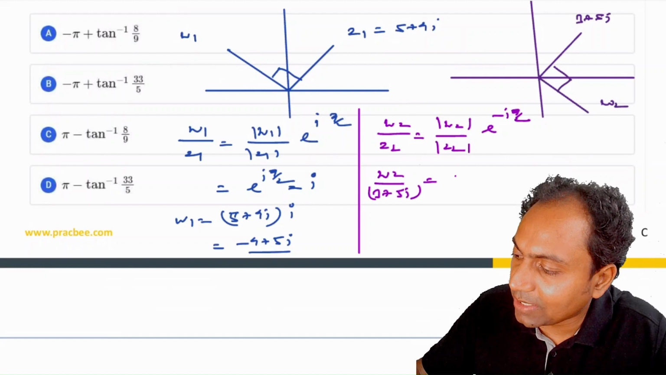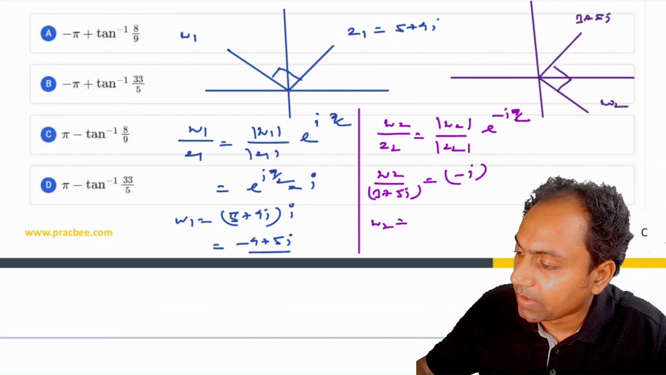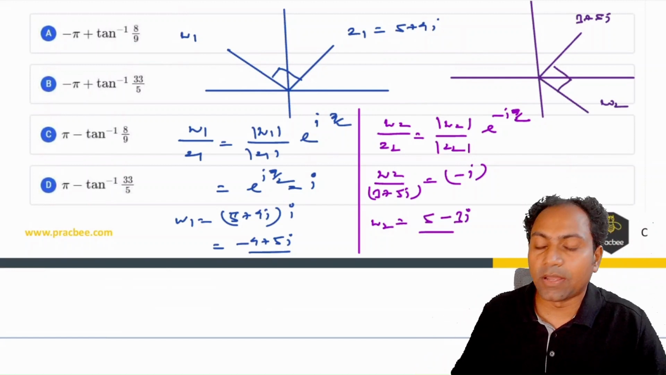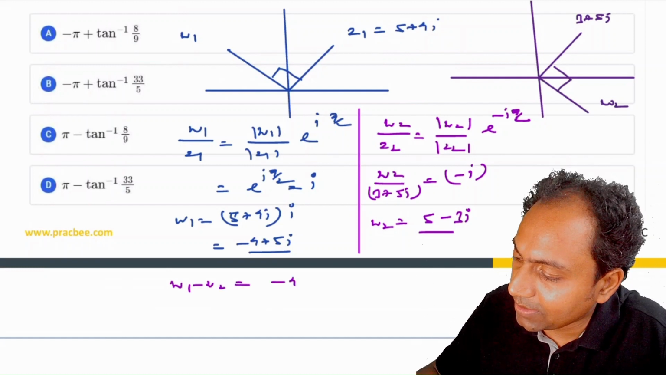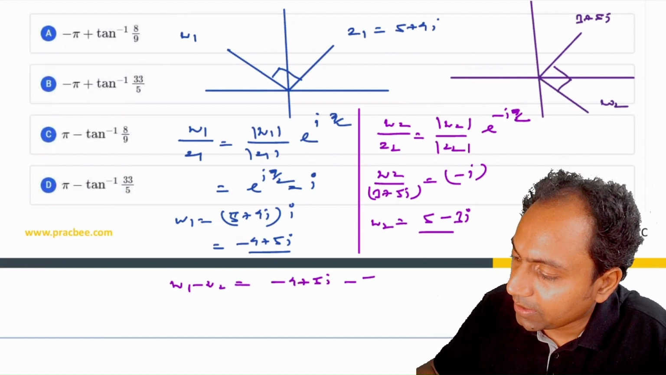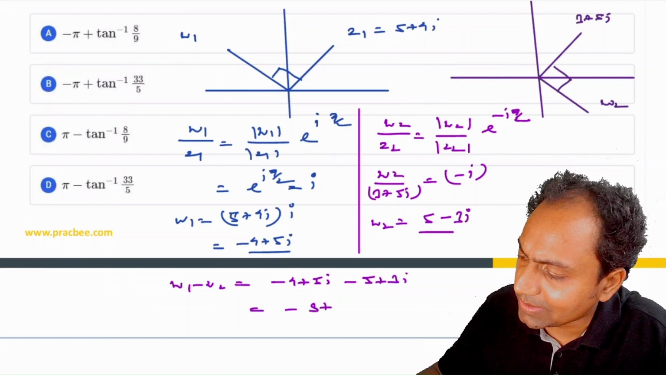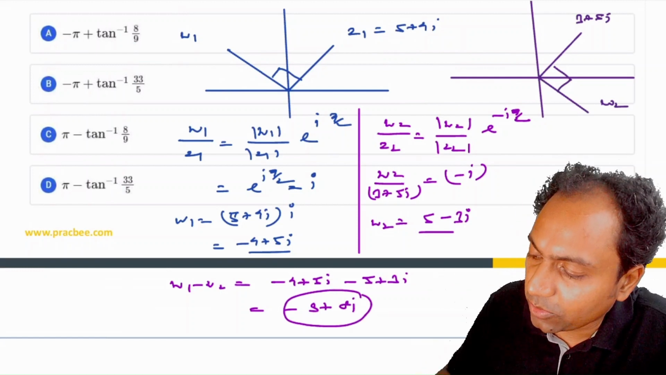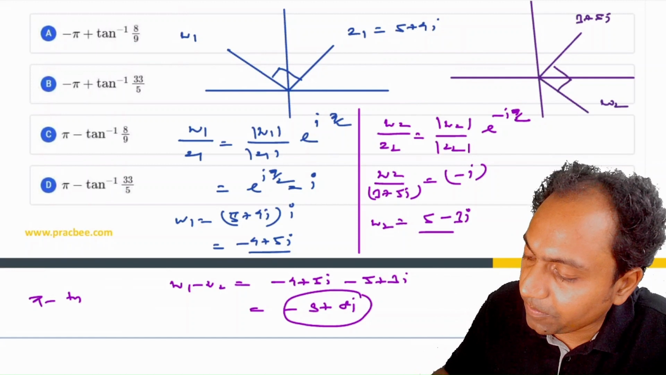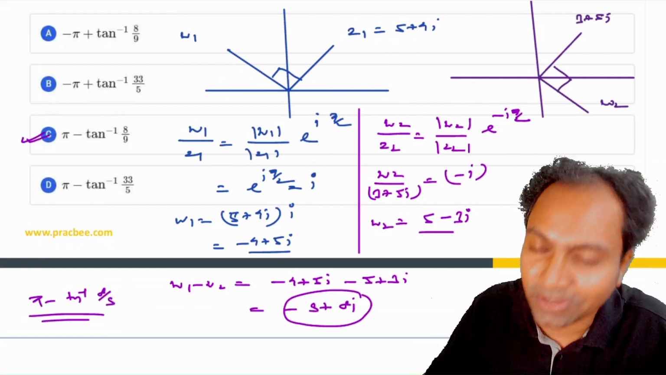E raised to the power minus iπ/2 will become minus i. If you simplify this, the value of W2 comes out to be 5 minus 3i. And now if I find W1 minus W2, it is nothing but minus 4 plus 5i and minus 5 plus 3i. So it becomes nothing but minus 9 plus 8i. You can see that this is in the second quadrant, and if I find the principal argument, it will become minus π minus tan inverse 8 by 9. So my option C becomes correct.